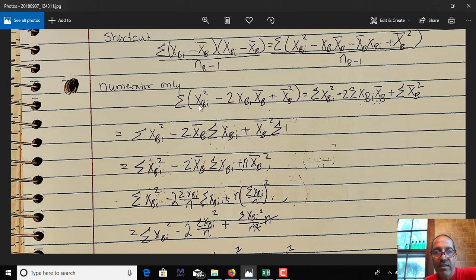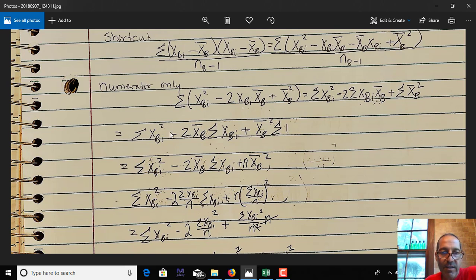Now let's distribute the summation across here. So we get the sum of x sub bi squared. Now 2 is a constant, as is the mean. These are both constants, so we can always pull a constant out of a summation sign, because we're only going to be summing the x sub bi. So here we pulled the 2 out, and we're still going to have to pull this mean out. The mean is a constant. It's one single value, and it'll be the same here.